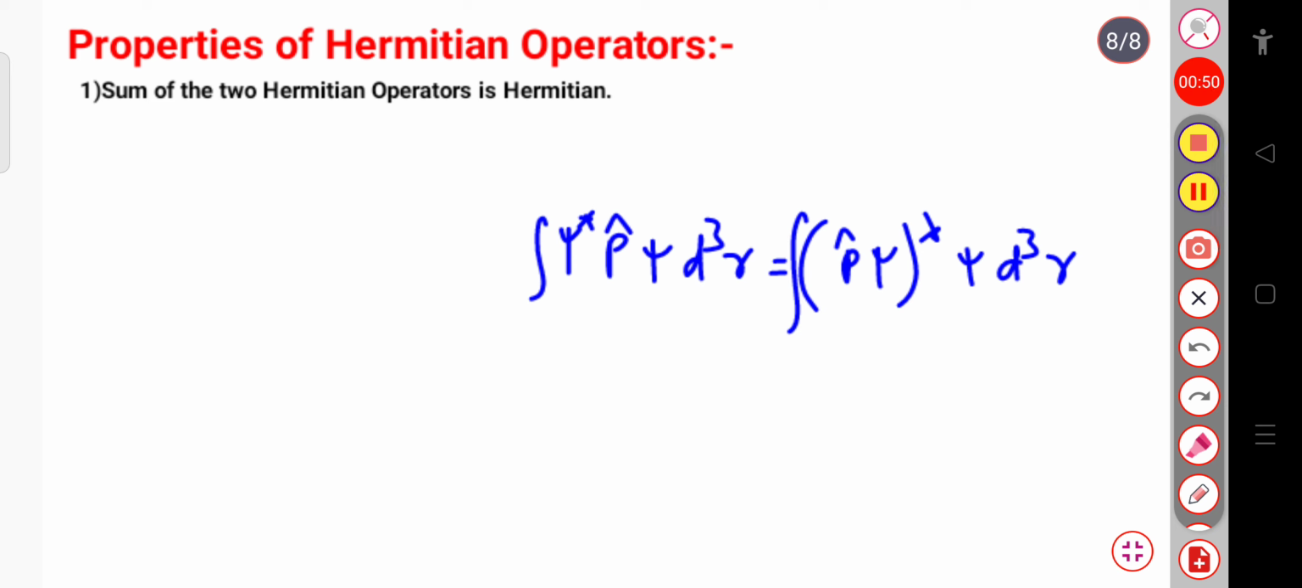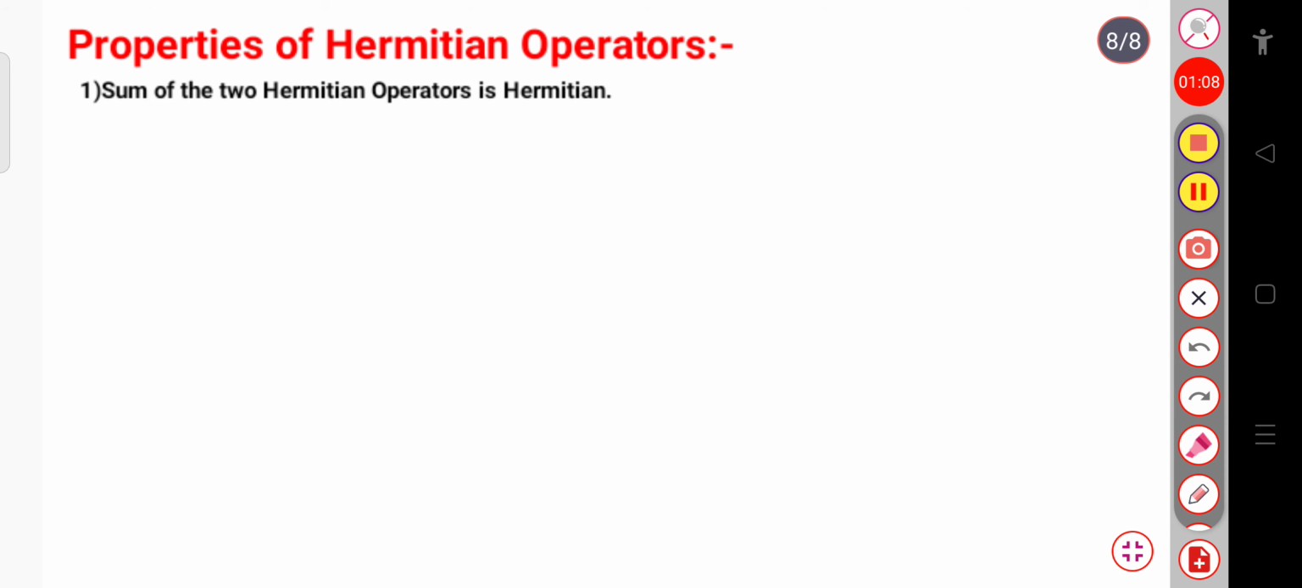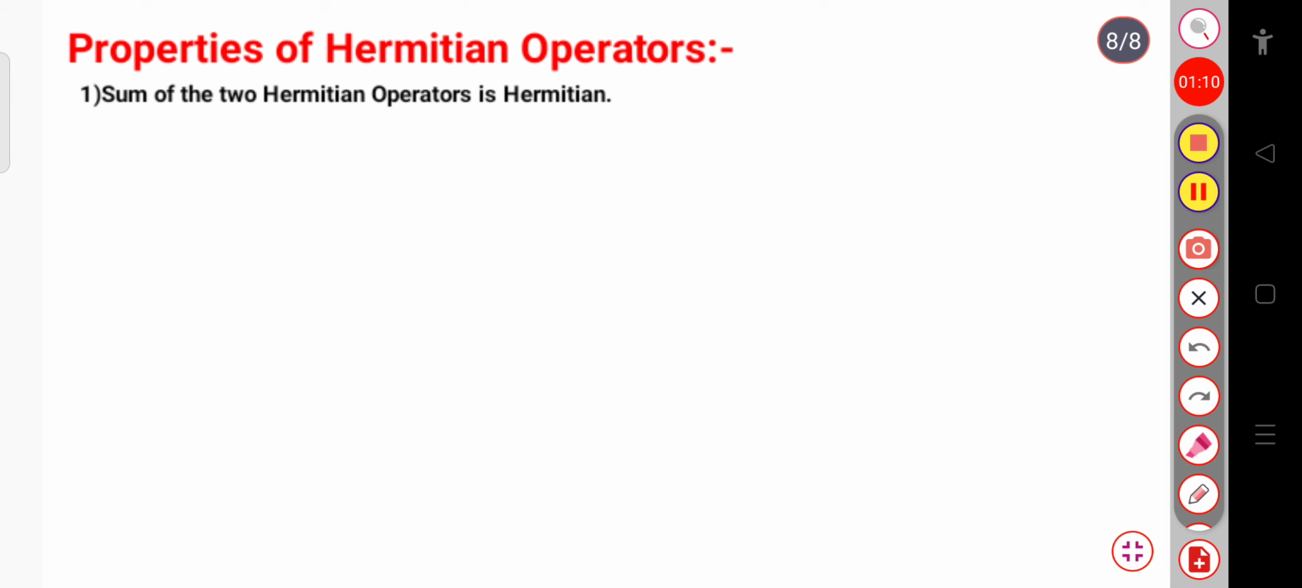And if there are two different functions, psi 1 and psi 2, then we can represent this as the integral of psi 1 star P cap psi 2 d tau equals the integral of P cap psi 1 whole star psi 2 d tau. This is the most fundamental rule of the Hermitian operator. Now here we will see that the sum of two Hermitian operators is Hermitian.